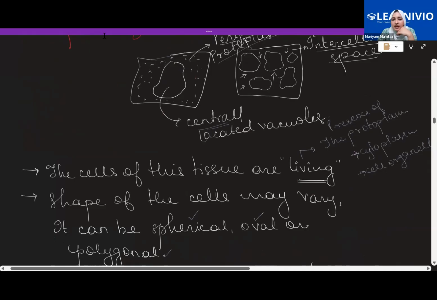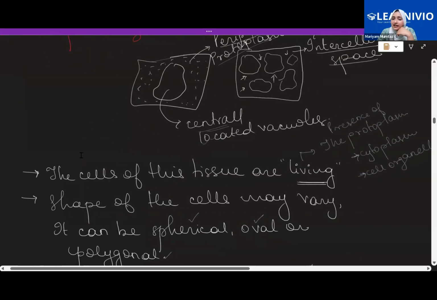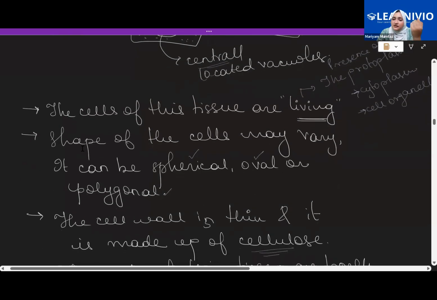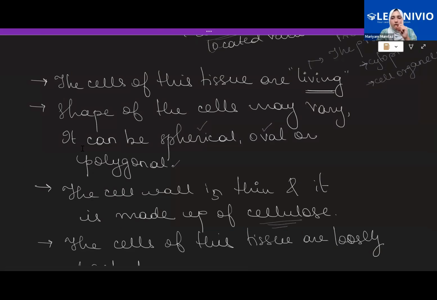Now talking about the parenchyma, it is a living tissue, a living permanent tissue. None of the cells are dead. The shape may vary and it can be spherical or oval, present in different shapes. But remember that all the cells of this tissue are of one type only. You will not find different types of cells in it; you will find one type of cell in this tissue.